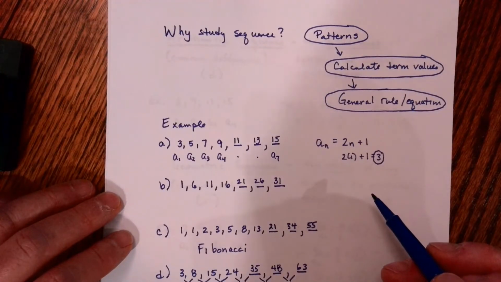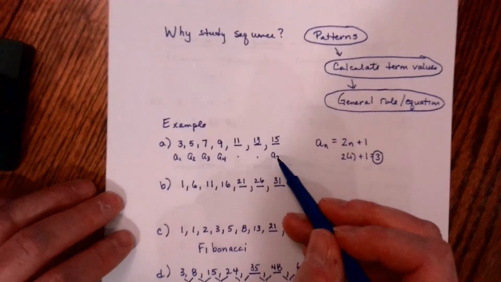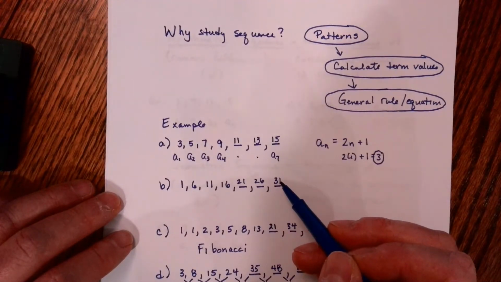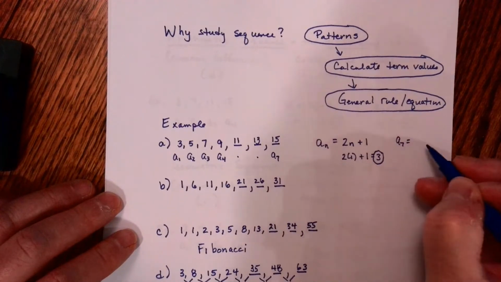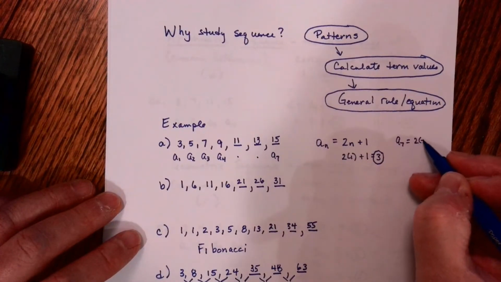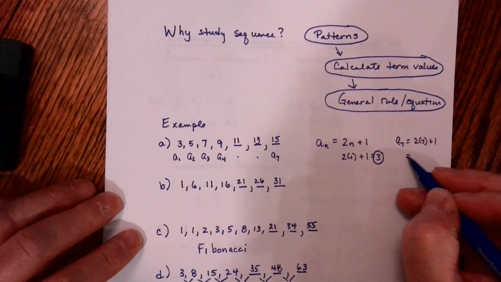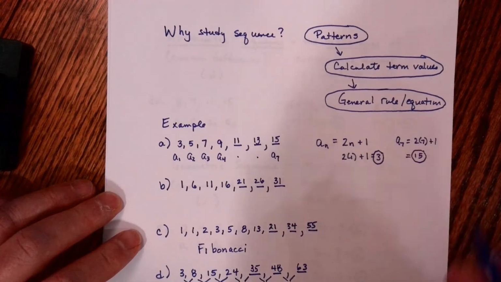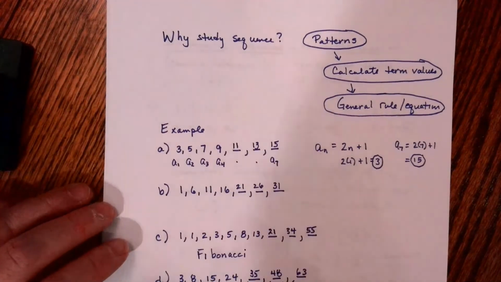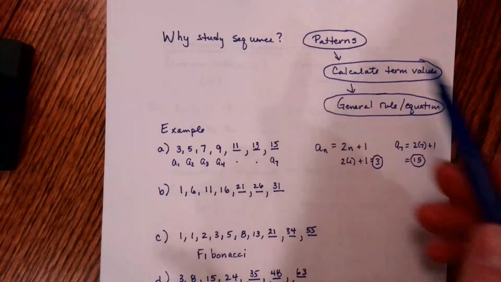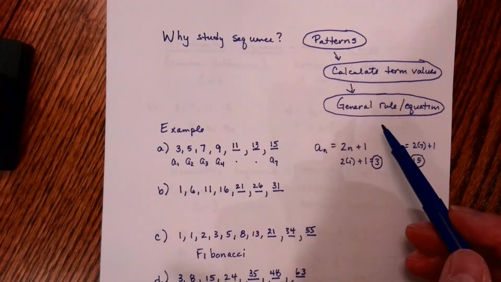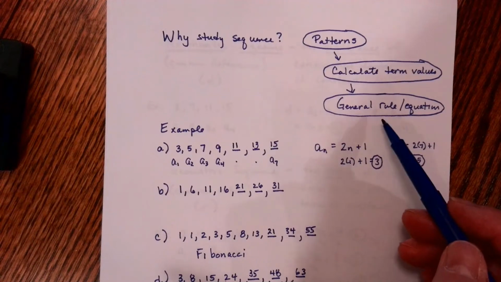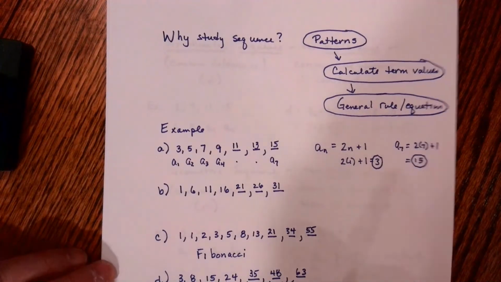Would that also work with the term 7? Why don't you check and see? You would say that the 7th term is equal to 2 times 7 plus 1. And as you can see, it does work out. So why do we study sequences? We study them to find patterns so that we can calculate term values, and eventually, as we go further into this chapter, we'll learn how to write general rules or equations for our sequences.